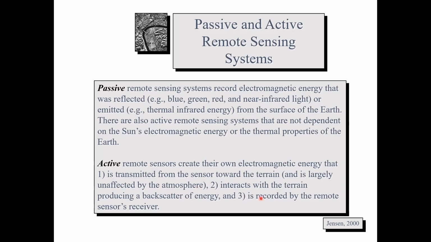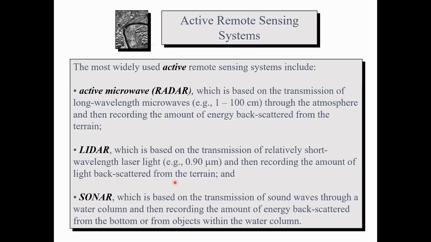Interactions with the terrain produce backscatter energy, and this energy is then recorded by the receiver. So it emits the energy, then the energy is recorded back by the receiver. Obviously, this already brings us to some of the advantages of active remote sensing that you are going to see later, vis-a-vis passive sensing, which we'll mention later.